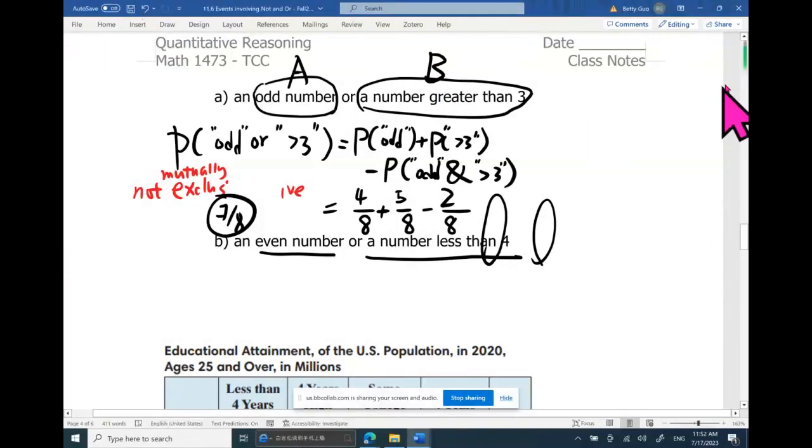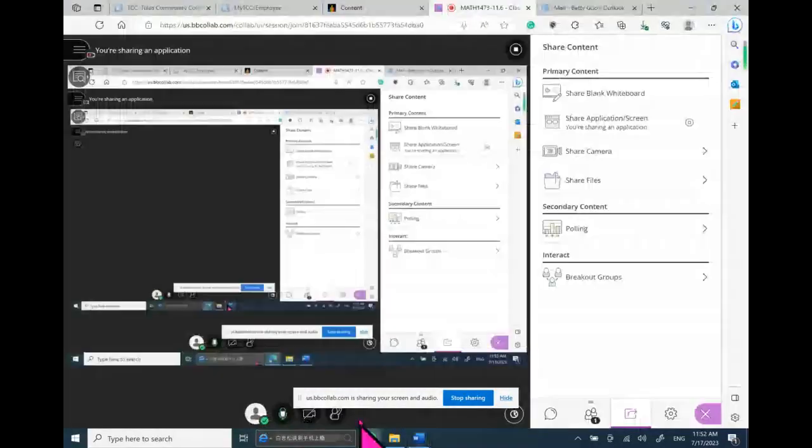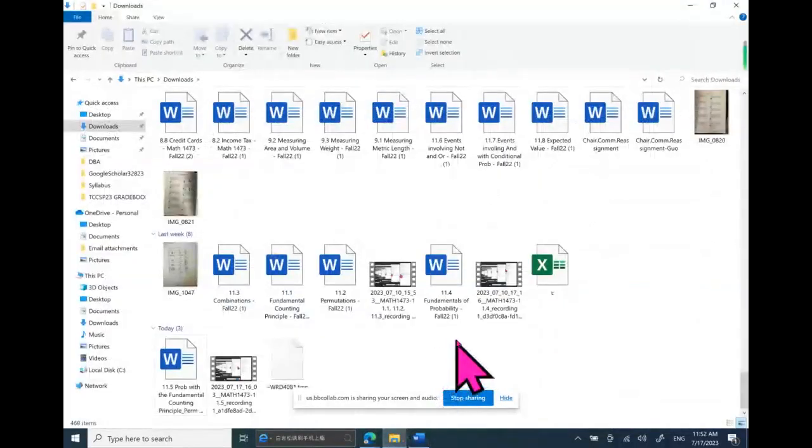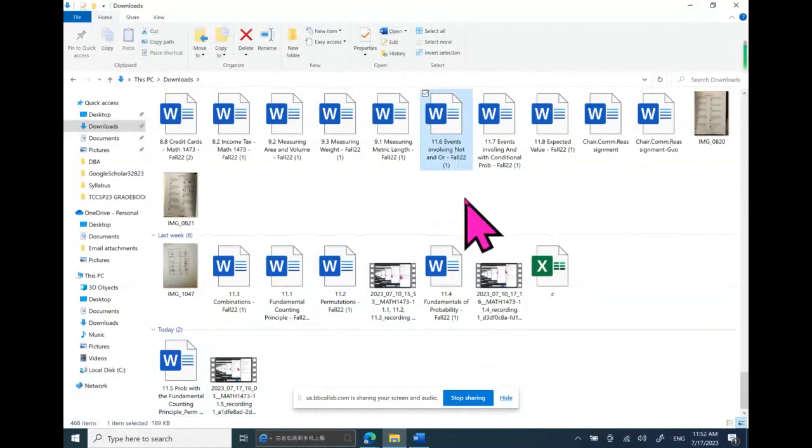Let me see if closing and reopening will fix the problem. This is 11.6. Where is it? 11.6 right here.